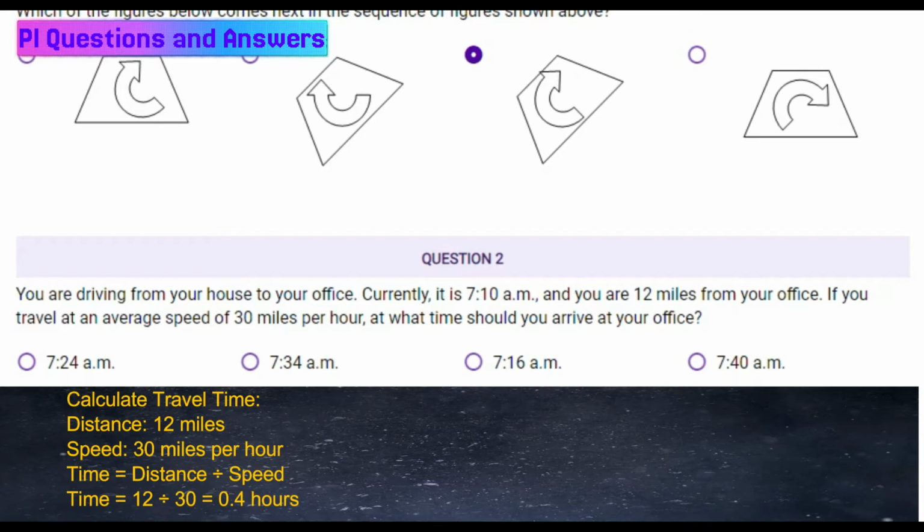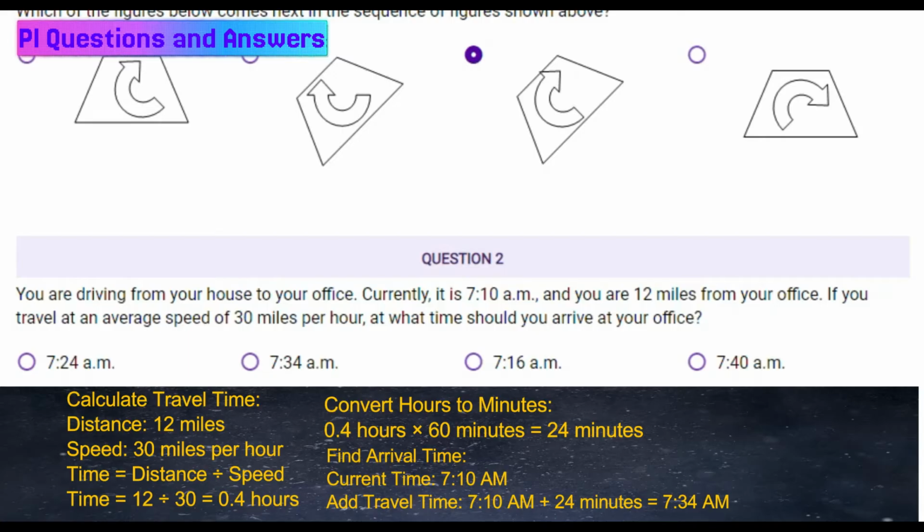Calculate travel time. Distance, 12 miles. Speed, 30 miles per hour. Time equals distance divided by speed. Time equals 12 divided by 30 equals 0.4 hours. Convert hours to minutes. 0.4 hours multiplied by 60 minutes equals 24 minutes. Find arrival time. Current time, 7:10 a.m. Add travel time, 7:10 a.m. plus 24 minutes equals 7:34 a.m. Final answer. You will arrive at your office at 7:34 a.m.